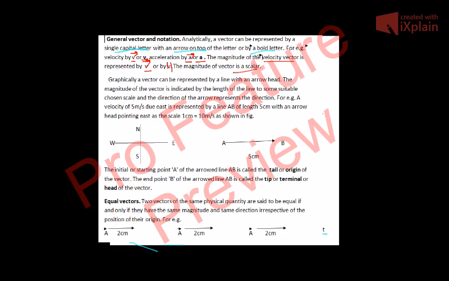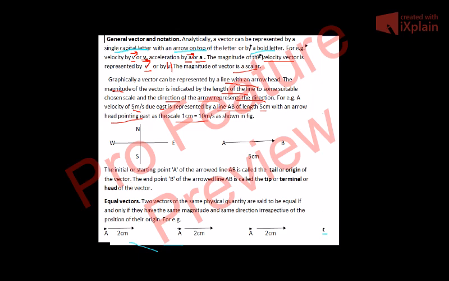Graphically, a vector can be represented by a line with an arrowhead. The magnitude of the vector is indicated by the length of the line to some suitably chosen scale, and the direction of the arrow represents the direction. For example, suppose a body is moving with a velocity of 5 meters per second due east. It is represented by a line AB of length 5 centimeters. On the paper we will draw a line of 5 centimeters with an arrowhead pointing towards the east, as you can see from the figure below.